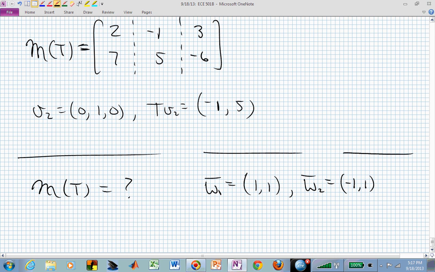Now what I want you to do is figure out what the matrix is with that choice of basis. The V's are the standard, the W's have now been changed. You now need to figure out what (2, 7) looks like in terms of W1 bar and W2 bar. We're out of time, so you'll have to do that before Monday. Okay? Thank you for allowing me to go over.